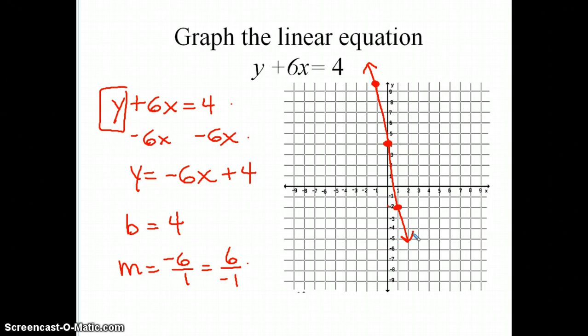I have just graphed this linear equation by taking it out of standard form, placing it into y-intercept form, and finding my y-intercept and slope.